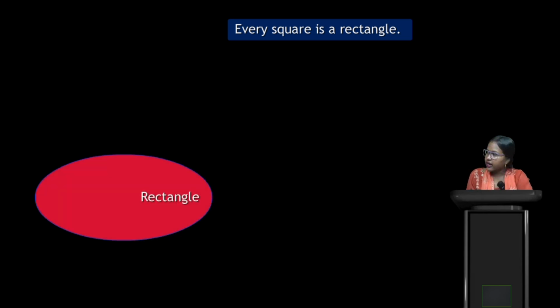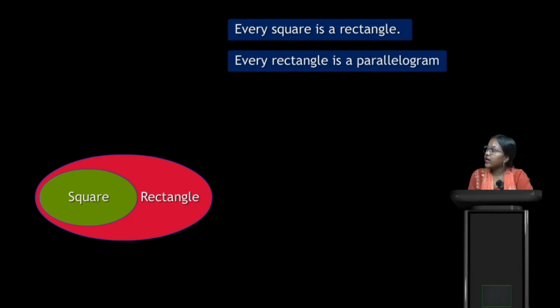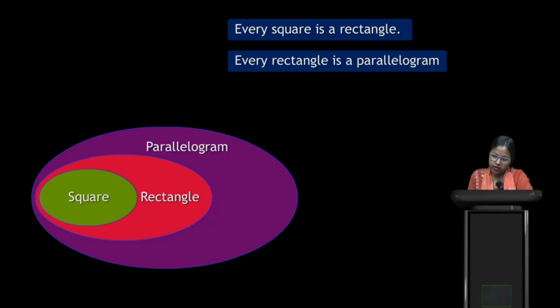Okay, every square is a rectangle. Can you tell every square is a rectangle? Yes, we can tell. Okay, every rectangle is a parallelogram. Can we tell every rectangle is a parallelogram? Yes, we can tell.